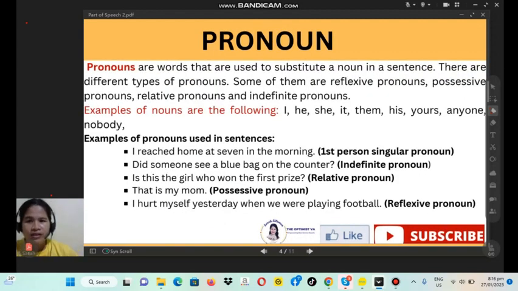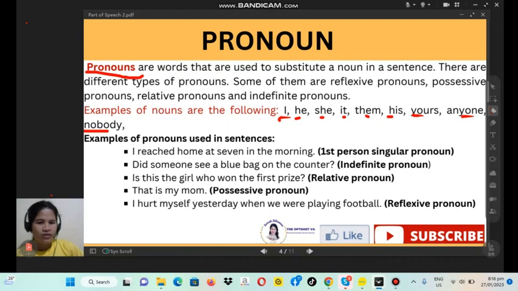Next is pronouns. What is a pronoun? Pronouns are words that are used to substitute a noun in a sentence. There are different types of pronouns. Some of them are reflexive pronouns, possessive pronouns, relative pronouns, and indefinite pronouns. Examples of pronouns are the following: I, he, she, it, them, his, yours, anyone, and nobody.